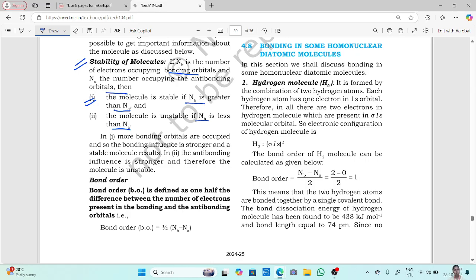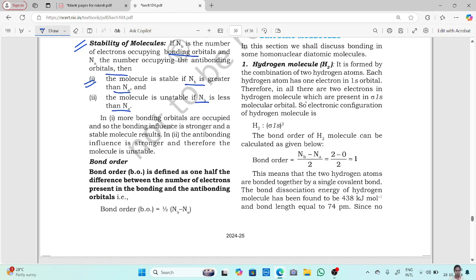Now, if the anti-bonding orbitals are occupied more, then the influence is stronger for anti-bonding, and therefore the molecule is unstable. Now, next is your bond order. The bond order is defined as the half difference between the number of electrons present in the bonding and the anti-bonding orbitals. Now, how will you calculate the bond order? Bond order, you have to calculate it as half of the number of bonding minus the number of anti-bonding electrons, or (Nb minus Na) divided by 2.